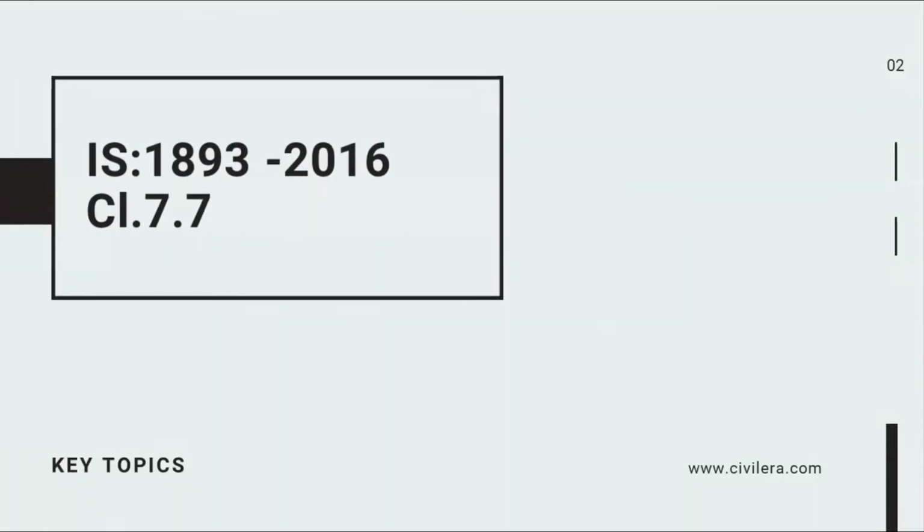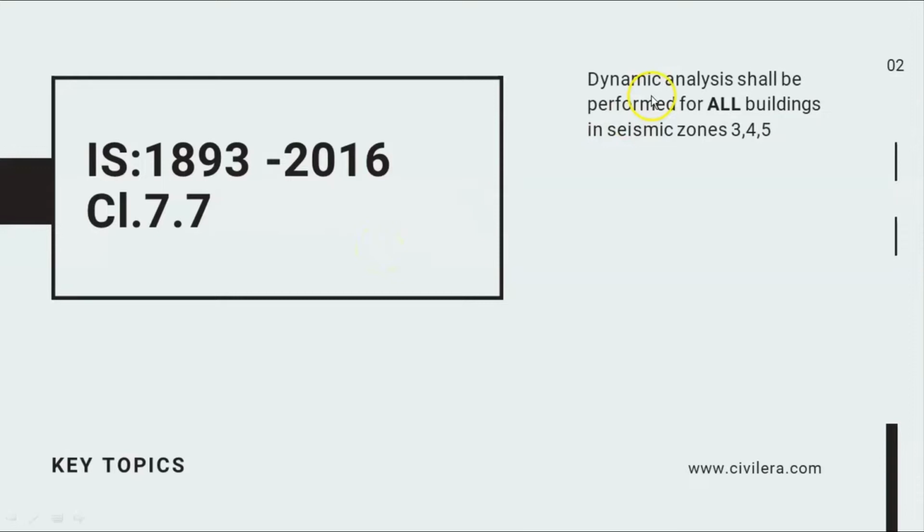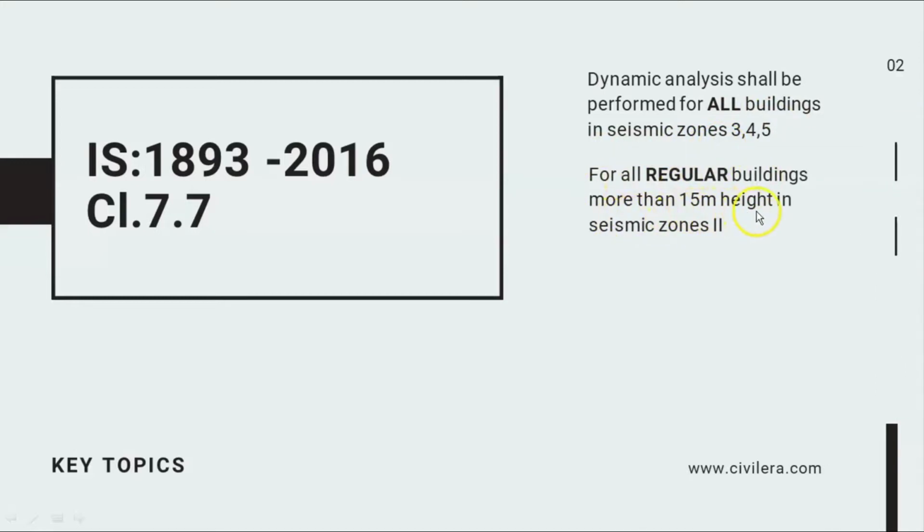IS 1893-2016 clause 7.7 tells you when we have to do dynamic analysis. Dynamic analysis shall be performed for all buildings in seismic zones 3, 4 and 5. For all regular buildings more than 15 meter height in seismic zone 2. For all irregular buildings in seismic zone 2.